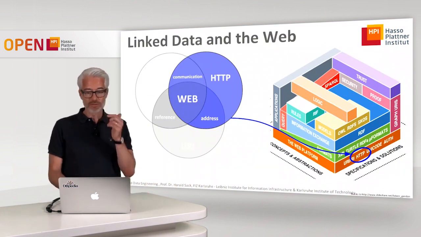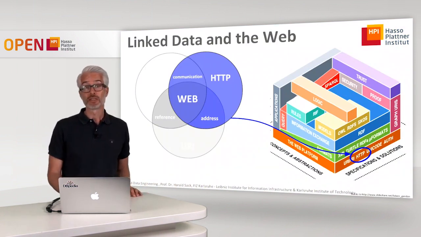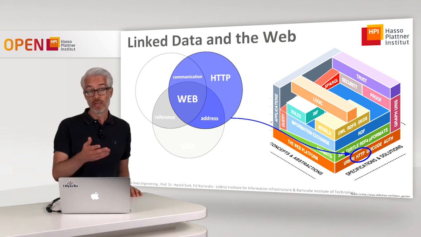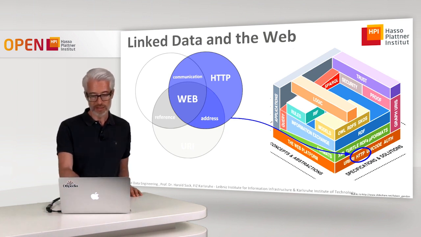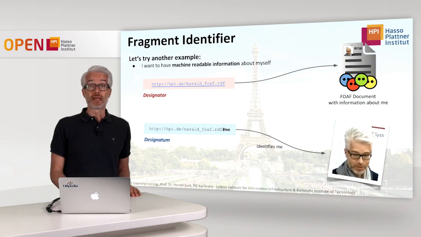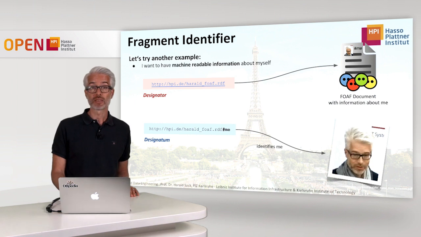Okay, and the access then, of course, this content negotiation is based on HTTP with URI. We have seen this now. Another way to distinguish between designator and designatum, for example, is to use so-called fragment identifiers. Probably you have seen already fragment identifiers.